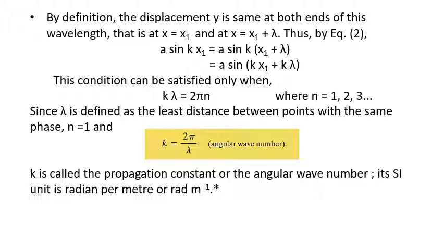Since lambda is the least distance between points with the same phase, n equals 1 means k equals 2 pi upon lambda, and is called the angular wave number or the propagation constant, and its SI unit is radian per meter.